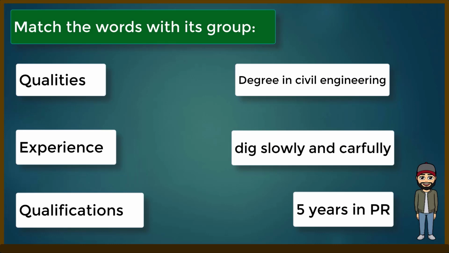experience, qualifications. Degree in civil engineering. Dig slowly and carefully. 5 years in PR. So, which goes with which? Very good. Qualities goes with dig slowly and carefully. Experience goes with 5 years in PR. Qualifications goes with degree in civil engineering.